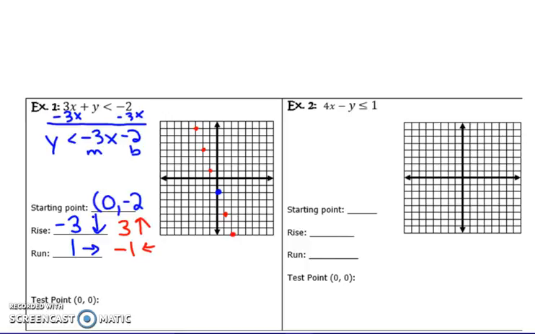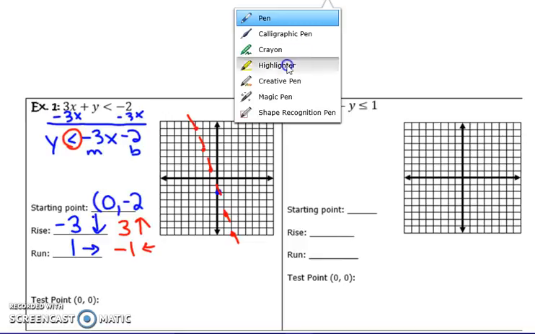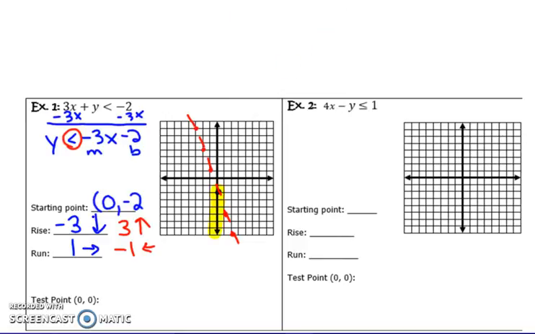Now, if I look at my sign, it is less than, so that tells me it is a dashed line going through my points. Now, to find where we are shading, you have the test point of (0, 0), or we can look at our y and our b. If I have y is less than my y-intercept, that means it goes below the line.